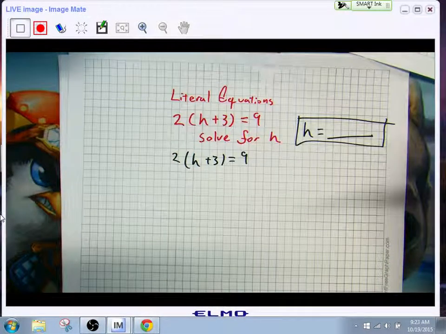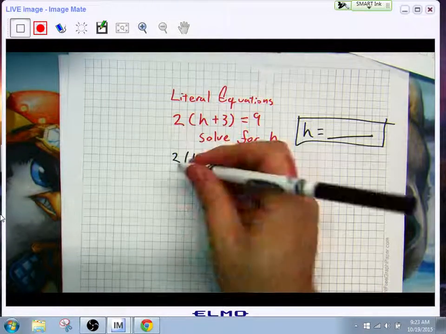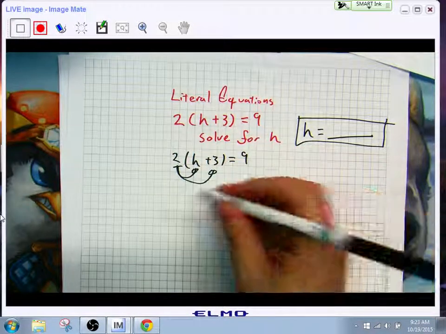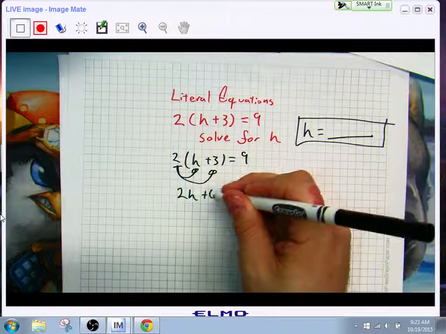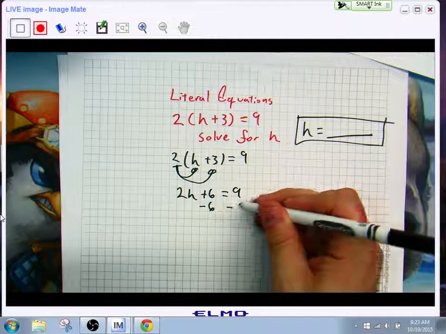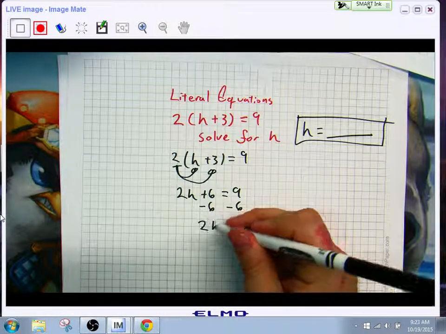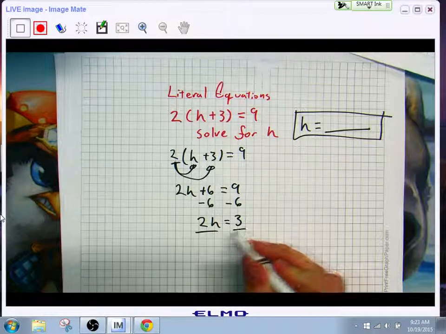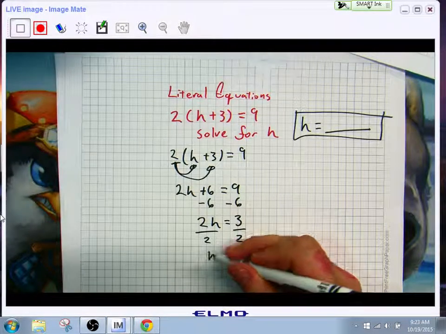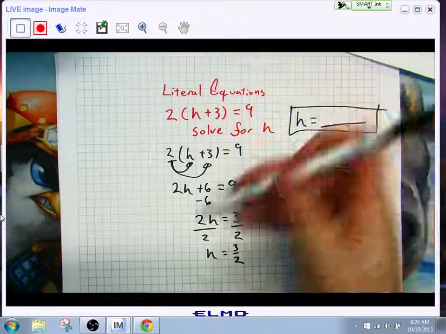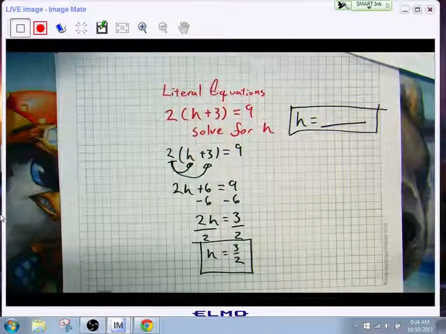And there's multiple ways to go about it. The easiest way that it looks like for me is just to distribute the 2 at first. So I'll distribute it here and here. I end up with 2h plus 6 equals 9. I'll subtract by 6. 2h equals 3. And then just isolate my variable by dividing by 2. So h equals 3/2. And so now I've isolated my variable, I've solved it for h, and we're good to go.